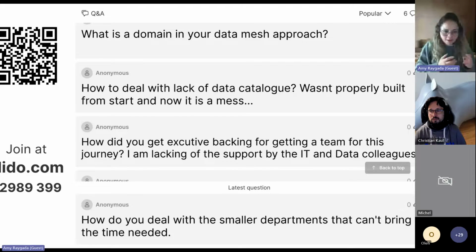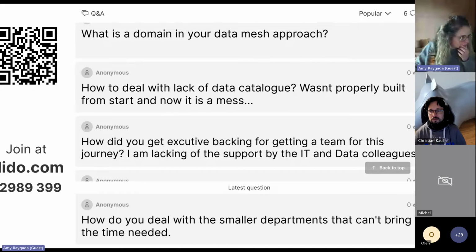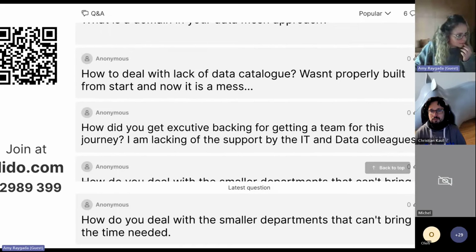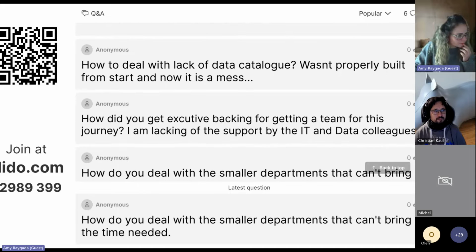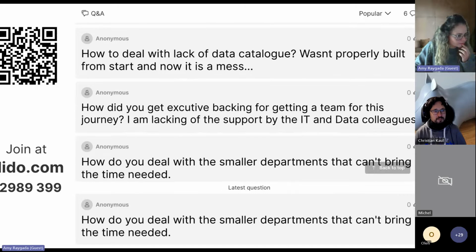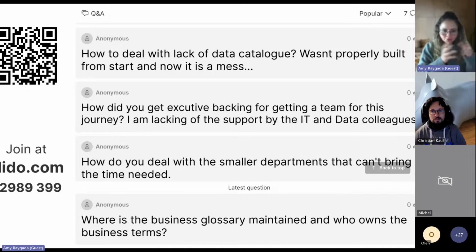And yeah, then how do you get executive backing for getting a team for this journey? I'm lacking support from the IT and the data colleagues. Look, actually, we started as a central data team for the central functions of the company. And then we didn't have many projects because, you know, HR was not interested, and we were basically divided. So there is a data team for each of the business units. That's why it's very siloed and resistant. And then it was us.